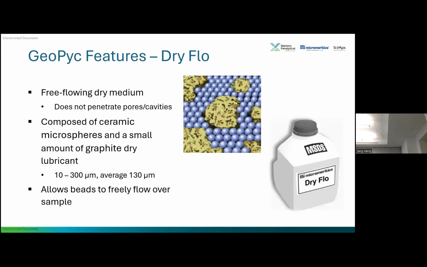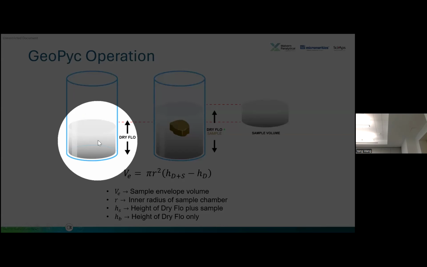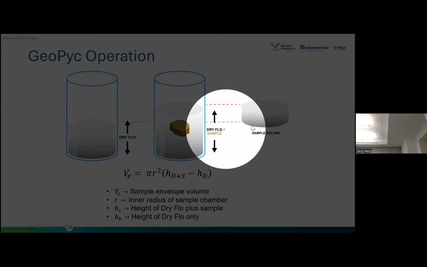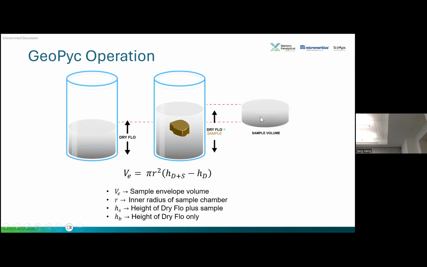Again, DryFlo is like ceramic beads coated with a fine graphite, so it flows kind of like water, and you're just looking for displacement of the material. That's basically it, a very simple schematic. You run a blank with the DryFlo ceramic beads, then you introduce the material, and that difference in volume is the volume of the sample. And because the particle size is too big to penetrate the pores, you're going to get an envelope volume.